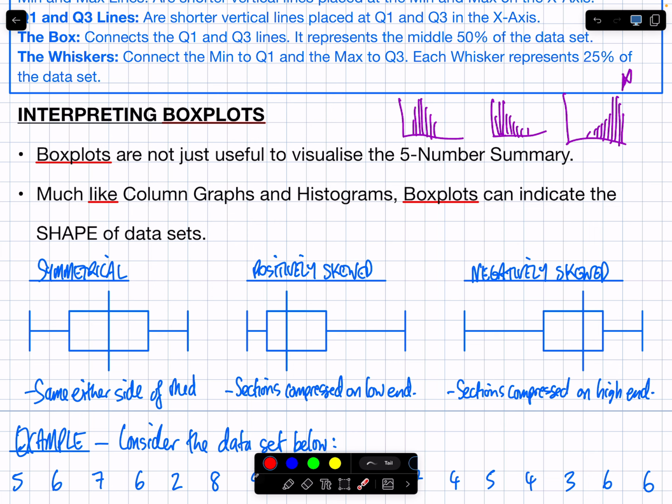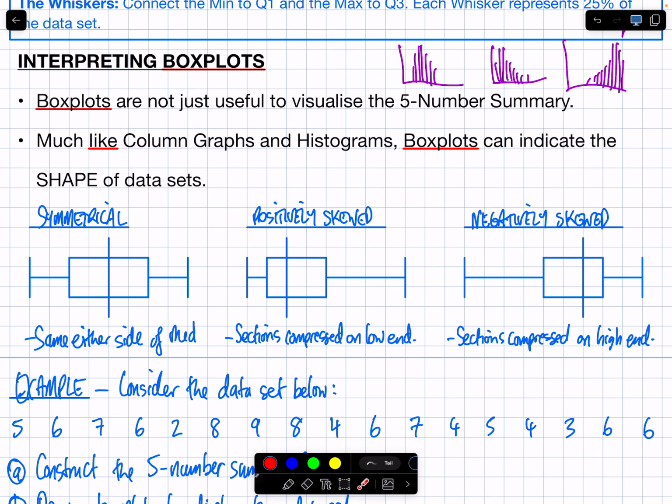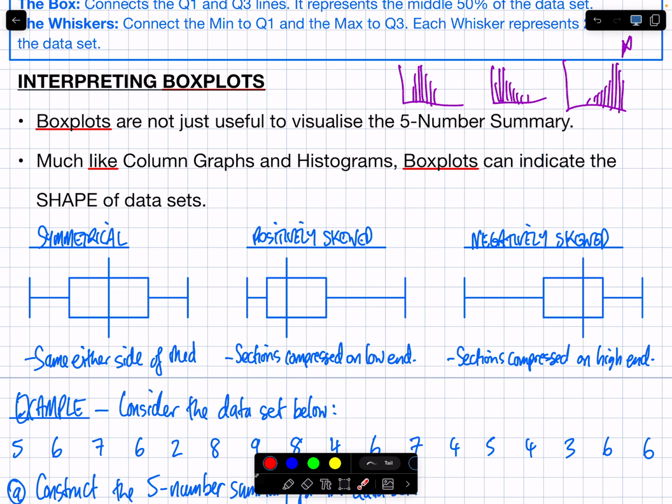You can tell the exact same things from a box plot. Much like column graphs and histograms, box plots can indicate the shape of data sets. So if your box plot is the same on either side of the median, you would call that symmetrical. That should be logical. Can you see that this box plot is compressed towards the left-hand side, the lower end? Just review back to this. If this box plot represents 100% of the data, and the median is in the middle, how much of the data is on this side?